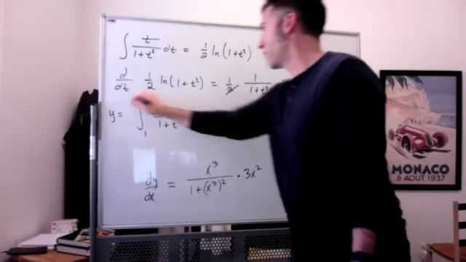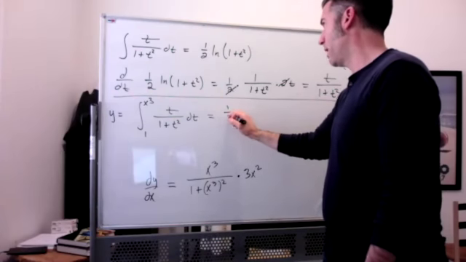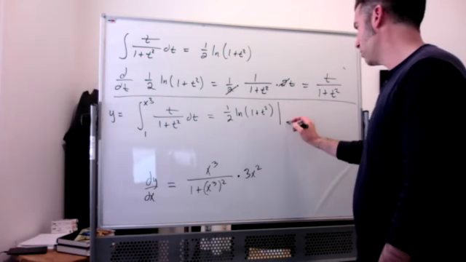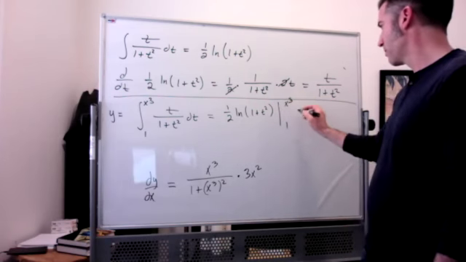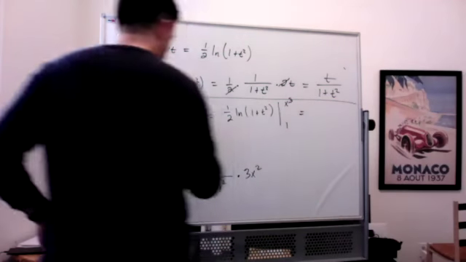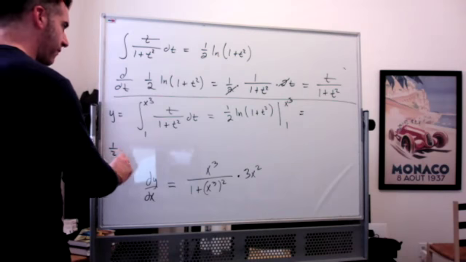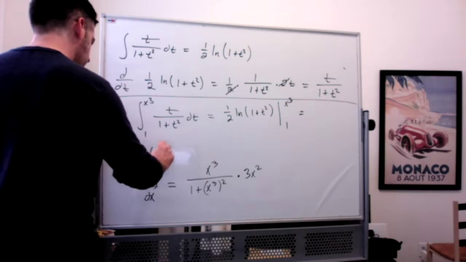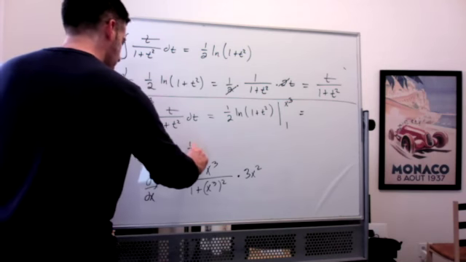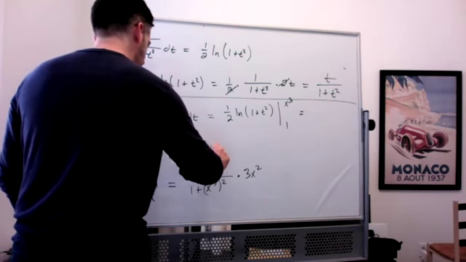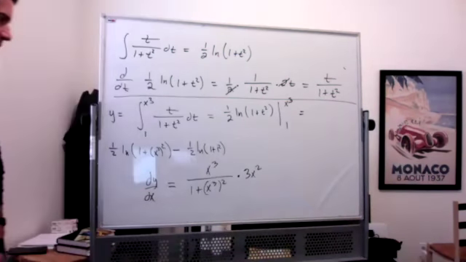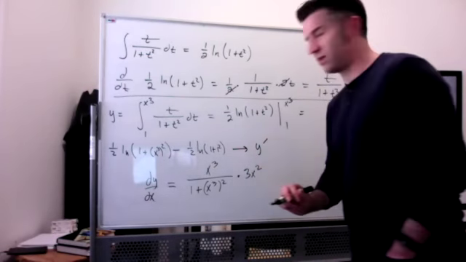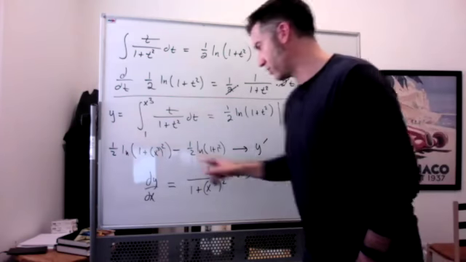So we're going to get 1/2 natural log of 1 plus t squared between 1 and x cubed. Now I'm going to plug in. I'm going to get 1/2 the natural log of 1 plus x cubed squared minus 1/2 the natural log of 1 plus 1 squared. And now let's take the derivative of that. So this is what y is equal to.